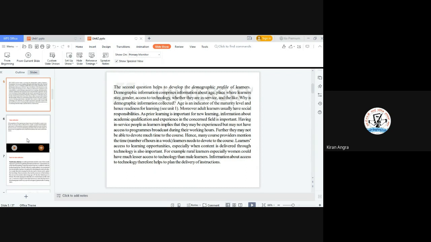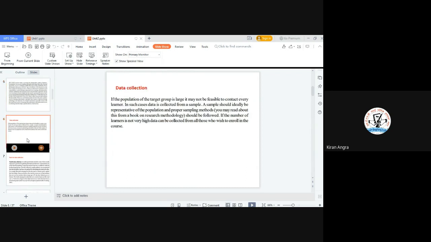And then for learning experience, there comes the data collection. If the population of the target group is large, it may not be feasible to contact every learner. In such cases, data is collected from a sample. A sample should ideally be representative of the population, and a proper sampling method has to be followed. If the learner number is very high, data can be collected from all those who wish to enroll themselves in the course. So what are the various tools for data collection?